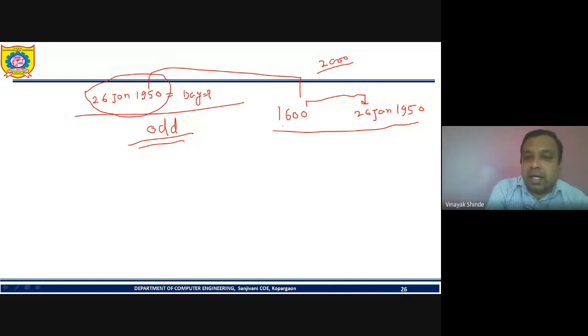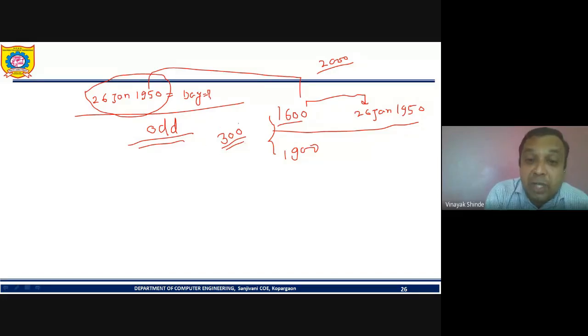Here we have 1600. I cannot go for 1700 or 1800 because those are not leap years. 1600 is the leap year, right? So 1600, 1700, 1800 and 1900. How many years are there till 1900? 300 years are there, right? So the total number of years from the century year 1600 to 1900 is 300.